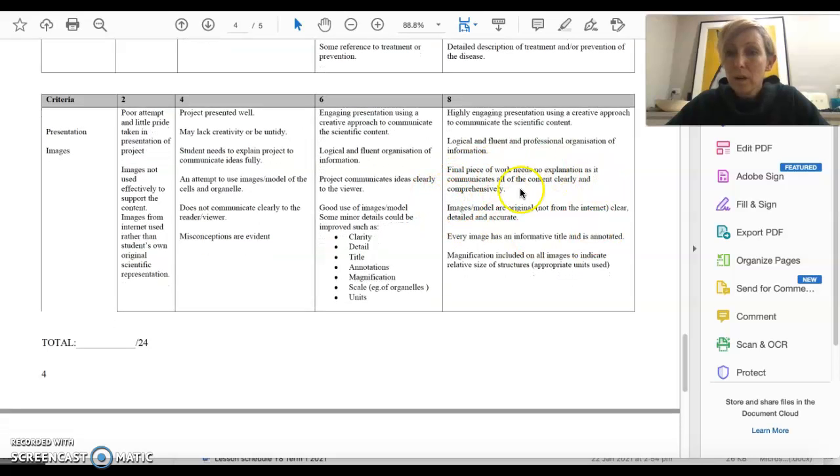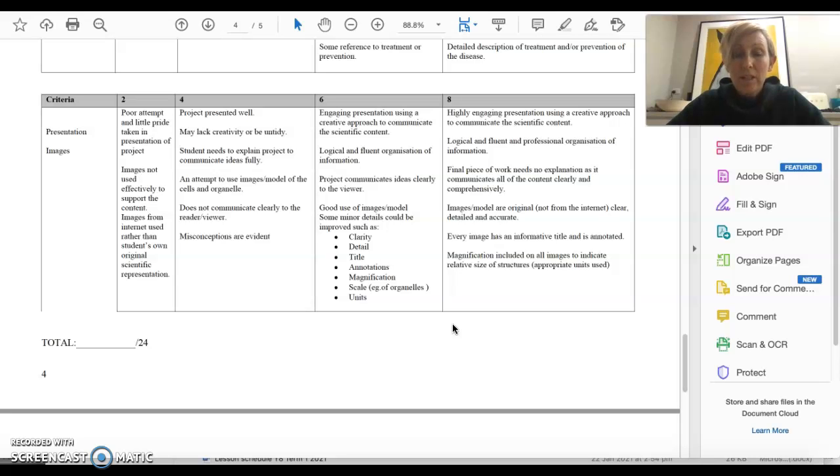Your final piece of work needs no explanation, so you don't have to stand and explain your model to me. It speaks for itself. It's labelled. I can look at that in my own time and actually really understand what you're trying to communicate.